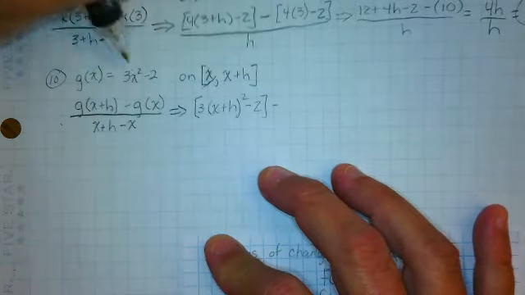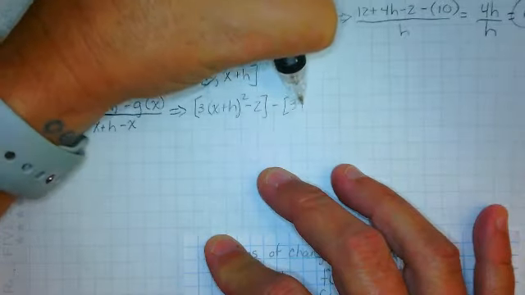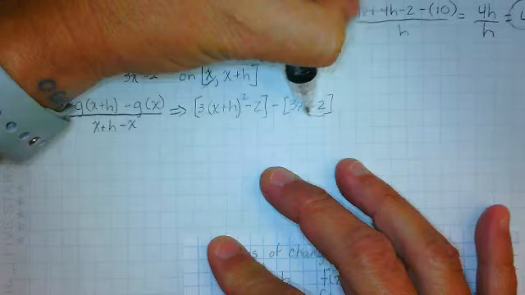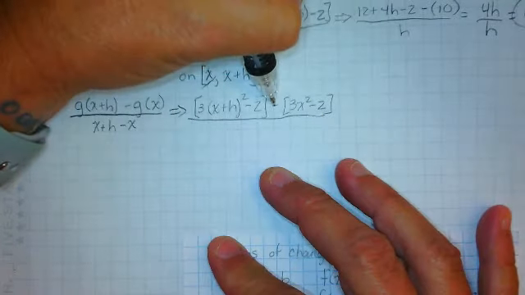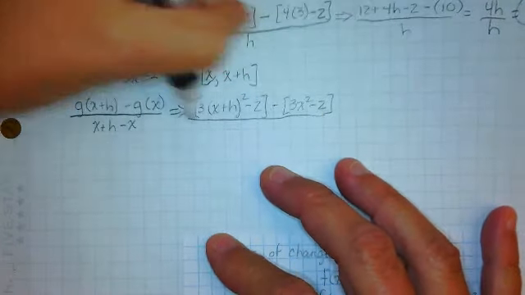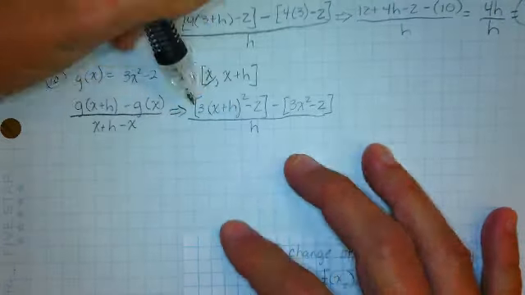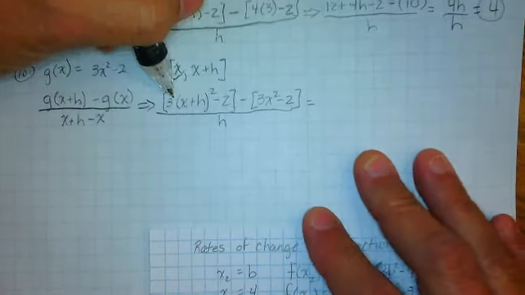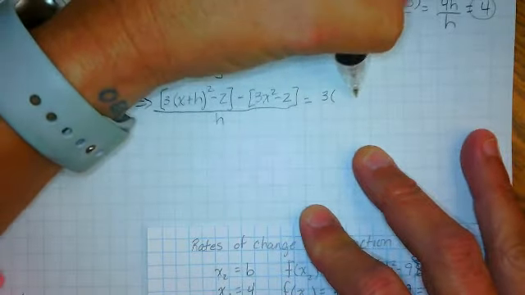I meant to get some highlighters and highlight, but oh well. Minus whatever g of x is. So you're not even having to change it. g of x is just 3x squared minus 2. A lot of room for error right there. If you do not put parentheses around this value, you won't distribute this negative sign and you'll mess it up. x plus h minus x is just the h.